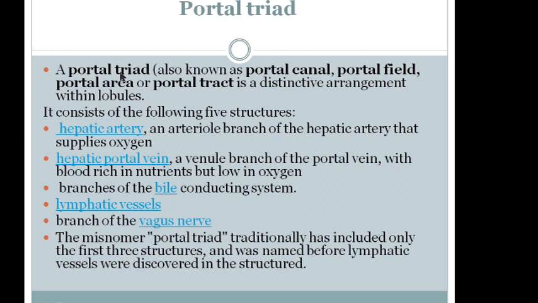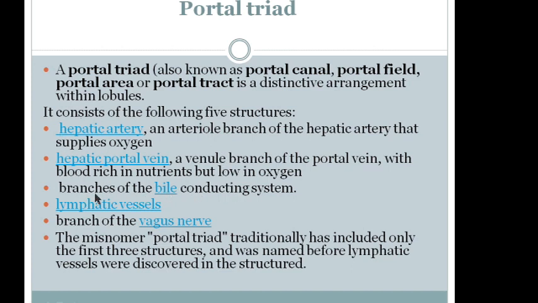Portal triad, also known as the portal canal, portal field, portal area and portal tract, is a distinctive arrangement within the lobules. The liver is made up of lobes, and the lobes are made up of lobules. The lobules consist of many cells, hepatic cells, that is hepatocytes, as well as the portal triad. The portal triad contains the hepatic artery, hepatic portal vein and the biliary tract, or the branches of the bile conducting system.